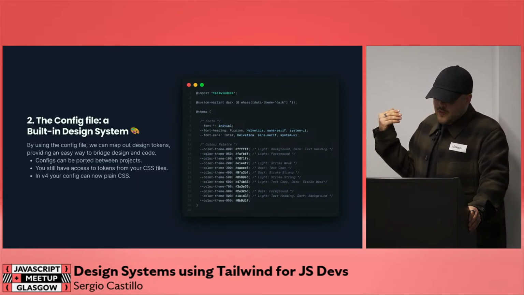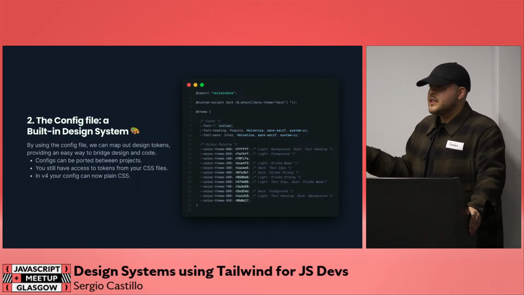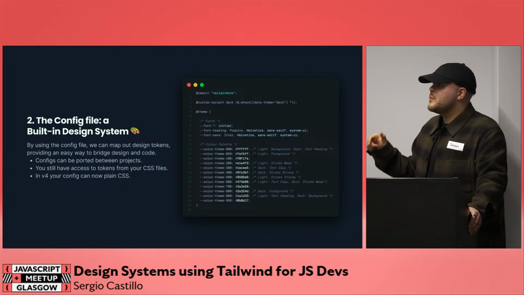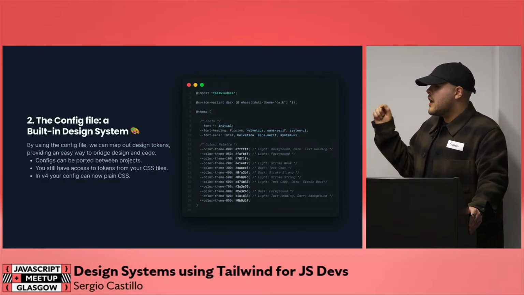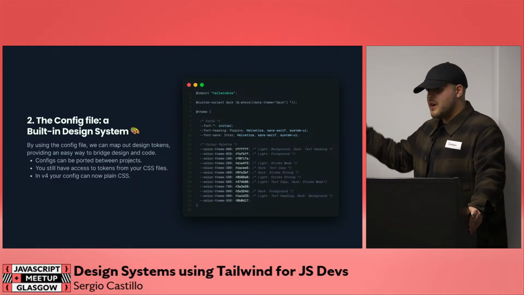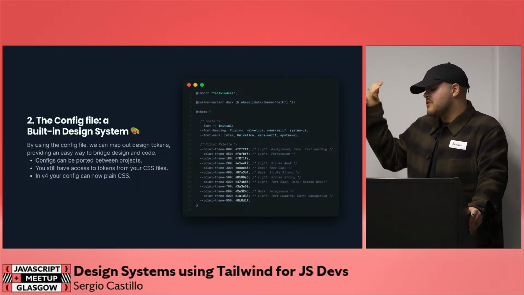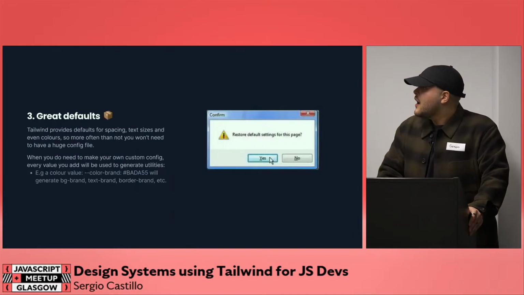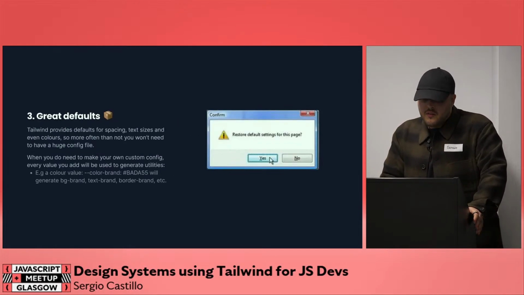And one thing that you could do if you really don't like utilities is you could still have Tailwind installed, not use any utilities at all, have your config file, and then in your CSS, you can still make reference to the values that are being generated. So again, if you don't like utilities, you can still make use of the config file.